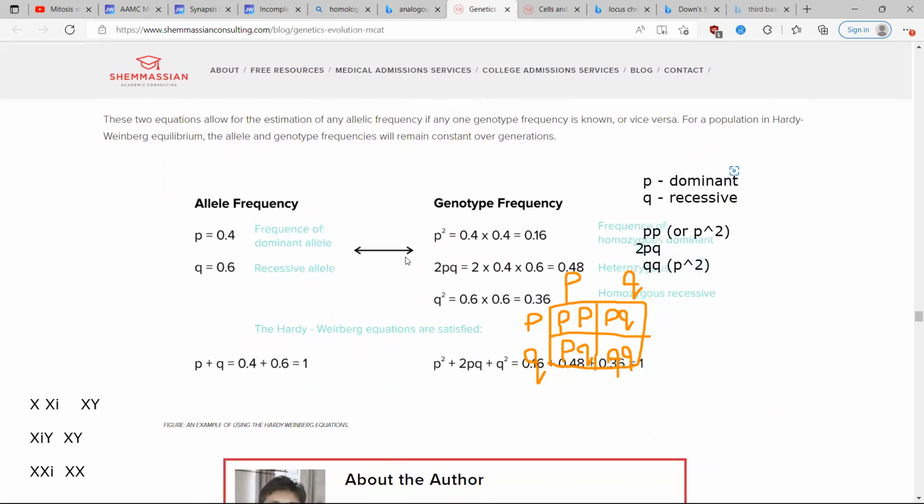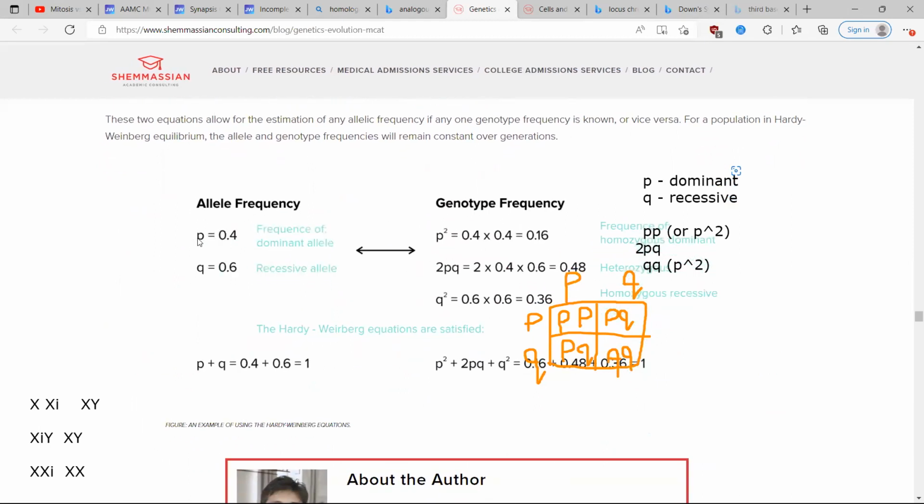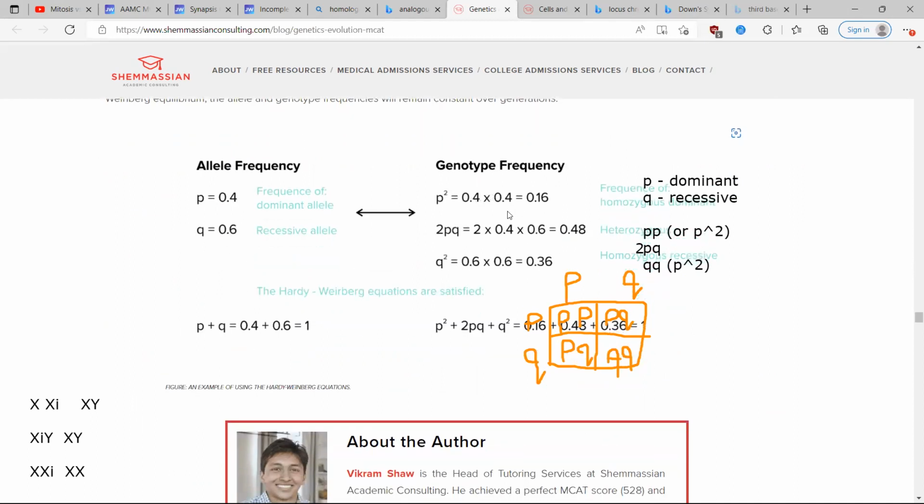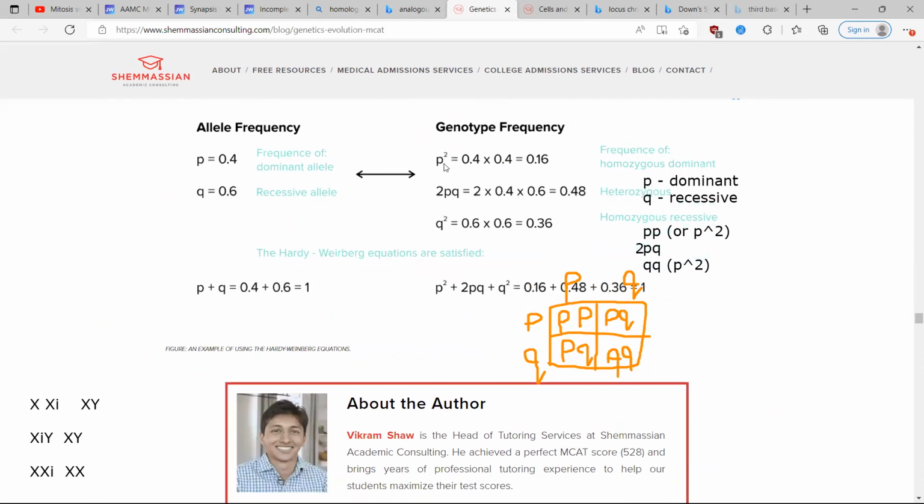So if they give you the dominant allele and the recessive allele, then you can plug that in and you know how much of the population is going to be homozygous dominant, because the amount of homozygous dominant is right here, this PP. So PP is 0.4 times 0.4, which is 0.16. So then 16% of the population is homozygous dominant.